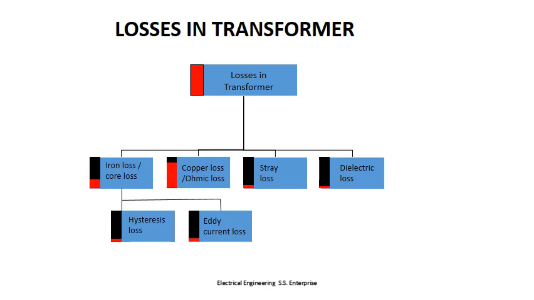There are four types of major losses in a transformer: iron loss, also called core loss, copper loss or ohmic loss, stray loss, and dielectric loss. Iron loss has two types, hysteresis loss and eddy current loss. Red color indicates the approximate percentage of the losses. So the maximum loss occurs in copper or ohmic loss.